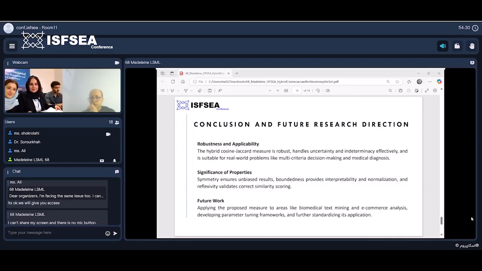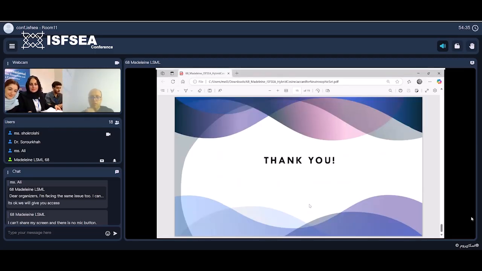Now we move to some remarks on your presentation. I have seen your paper. The work is good to introduce a new similarity index which combines cosine and Jaccard. Now I have just one remark. In your contribution, you don't have an application to a real example like decision making. Do you plan to do it in the future?